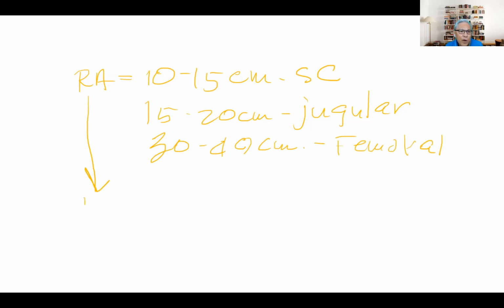The distance to the right ventricle is going to be an additional 10 centimeters. So if it was from the subclavian, it would be around 20 to 25. And again, to the pulmonary artery, the distance would be another 10 centimeters.